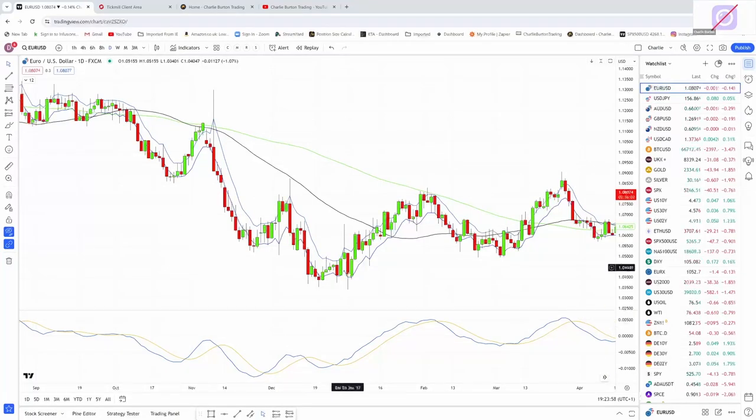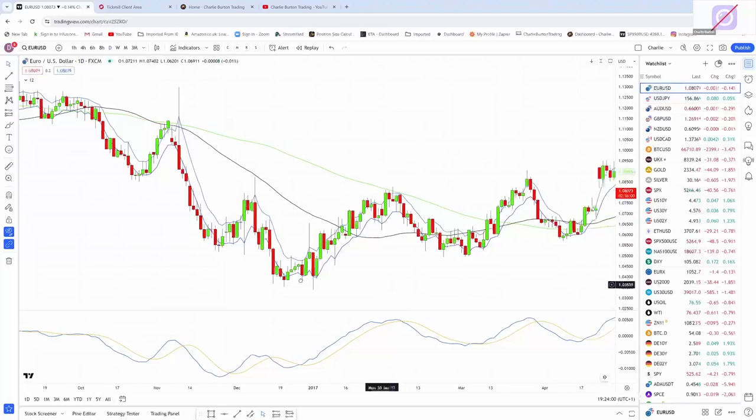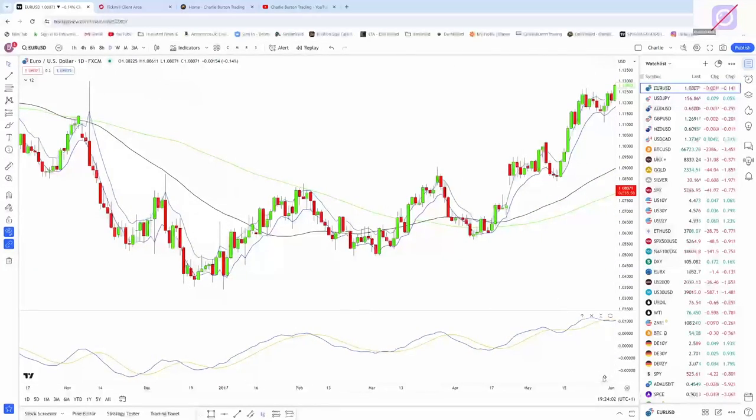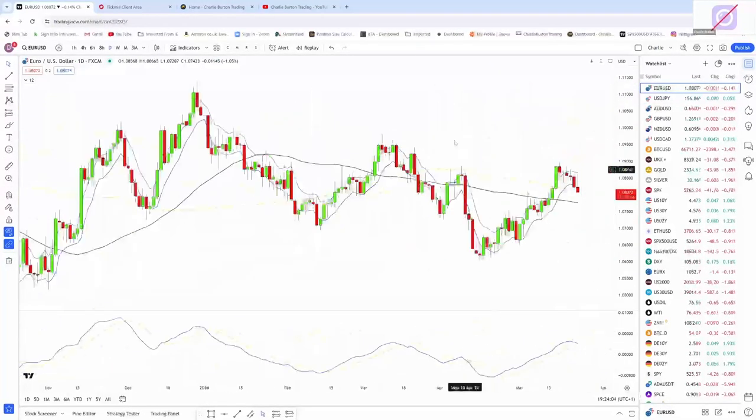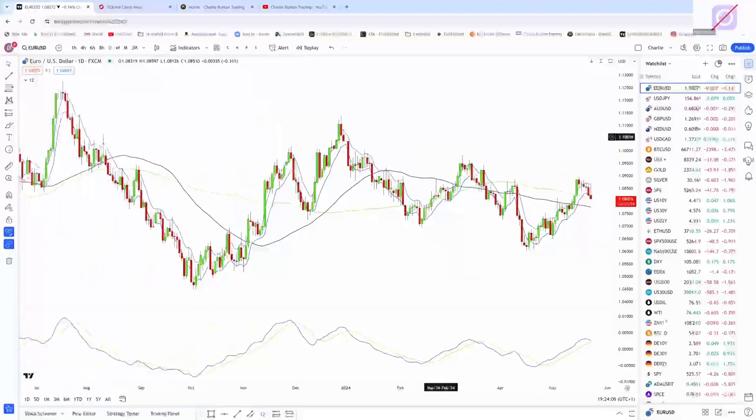Okay, so I'm just going back over that to give you the idea of the setup. Right, now let's bring this all the way forwards again to go through the recent examples. So I've just gone for a recent example back here.